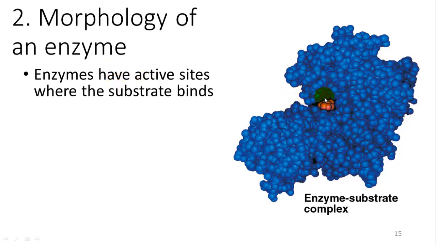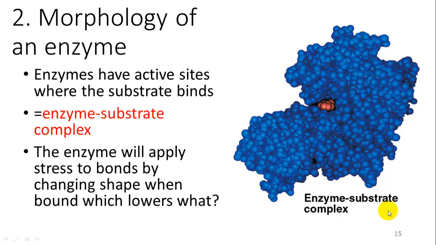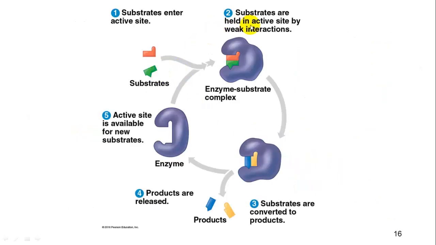Okay, so again, here's the enzyme. When it binds to the substrate, it forms the enzyme substrate complex, applying stress to the bonds, changing the shape, and lowering the activation energy. I know this is redundant. Okay, so here are the multiple steps in which you have it. You have the substrates entering the active site, forming the enzyme substrate complex. The substrates are then converted into the products. The products are released, and now the enzyme is available for reuse.